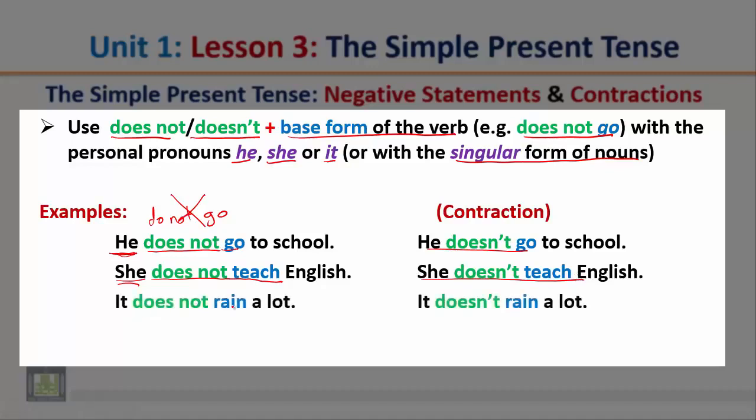It does not rain a lot. And also we use does not after the pronoun it. The contracted form, it doesn't rain a lot.